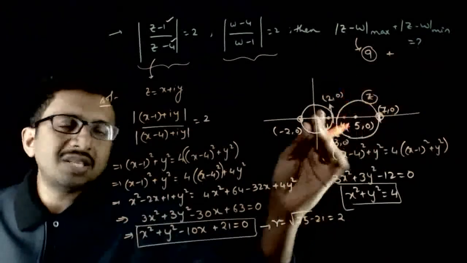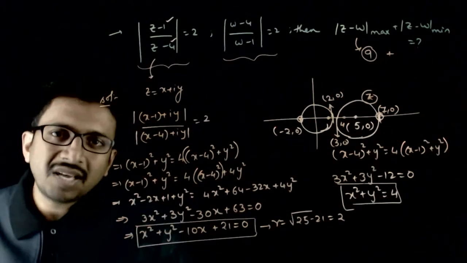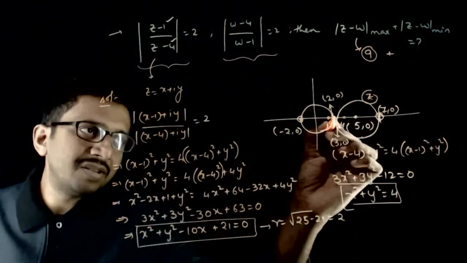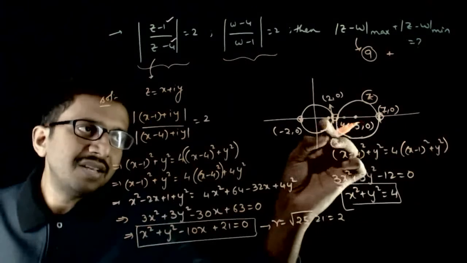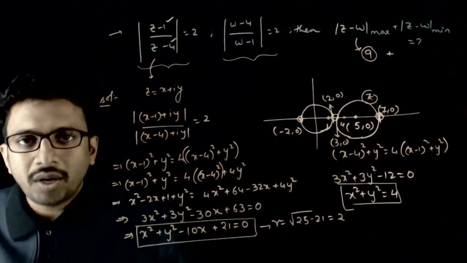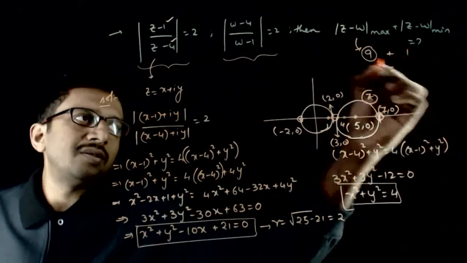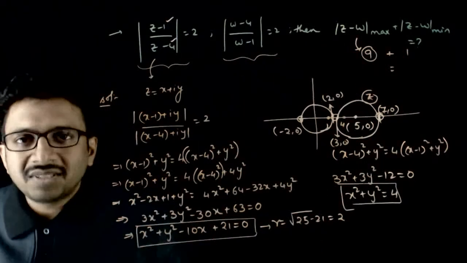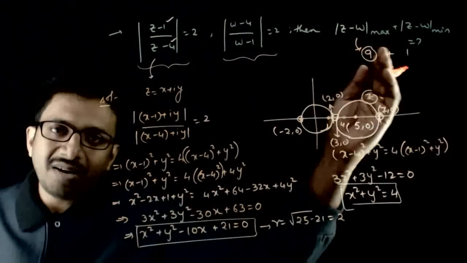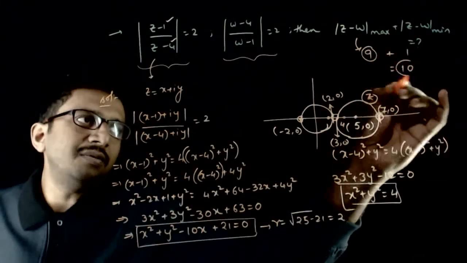And what is the minimum distance between z and w? In which case will those two curves come closest? Obviously at these points. This is 2, 0 and this is 3, 0. The minimum distance between these two is 1 unit. So the maximum distance between z and omega and the minimum distance between z and omega are 9 and 1, and the sum of them is equal to 10 units.